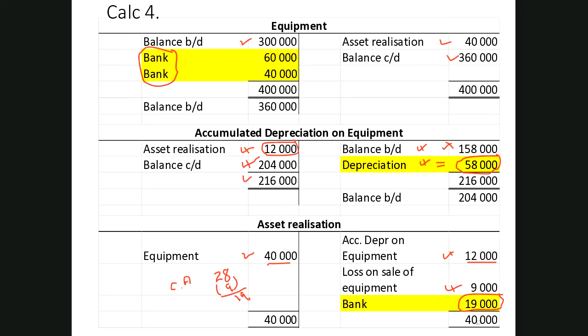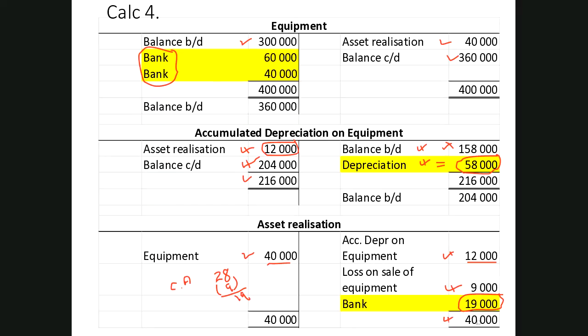On the debit side, we had 40. We carry it across. We subtract the accumulated depreciation and the loss of sale of equipment, and that gives us the amount of cash that we actually received. Okay, so that I'm going to put onto my statement of cash flows now as well.